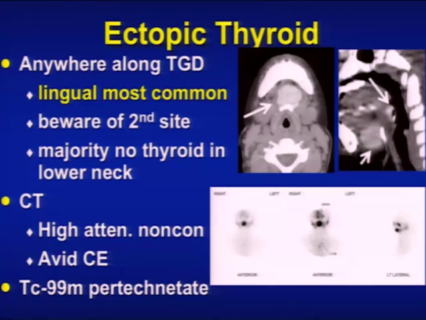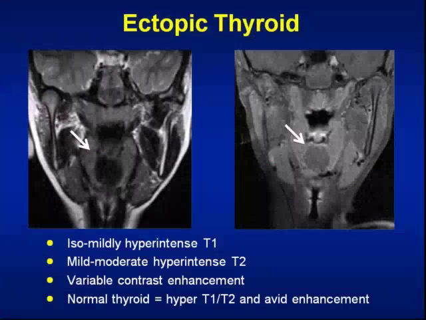So this child presents with a submandibular mass, but has a second deposit. We did a technetium scan and proved just 2 foci of uptake, nothing in the lower neck on the tech scan. If you do an MRI, though, you may be a little bit confused because the normal thyroid is bright on T1 and T2 weighted images, but ectopic thyroid doesn't always look the same on an MR. Normal thyroid will enhance, ectopic thyroid may not. So you may have heterogeneous enhancement, you may not have a lot of enhancement, and the T1, T2 characteristics may be variable.